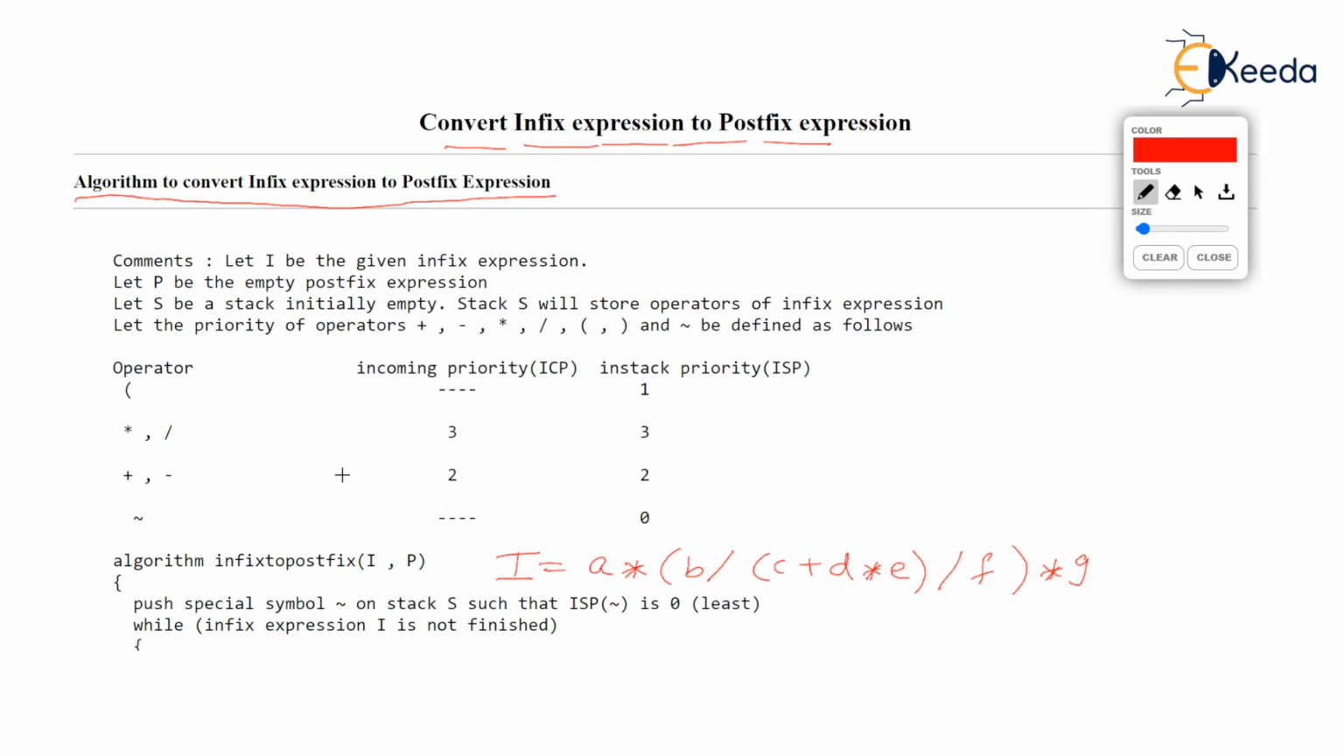Let I be the infix expression. So you know that we want to convert infix to postfix. So let us say I, capital I, is the infix expression, and let P be the empty postfix expression. So we will start with the postfix expression P. P is the postfix which we want to find actually. I has to be converted into P, and P is initially empty, an empty string, we will say. And let S be a stack, initially empty.